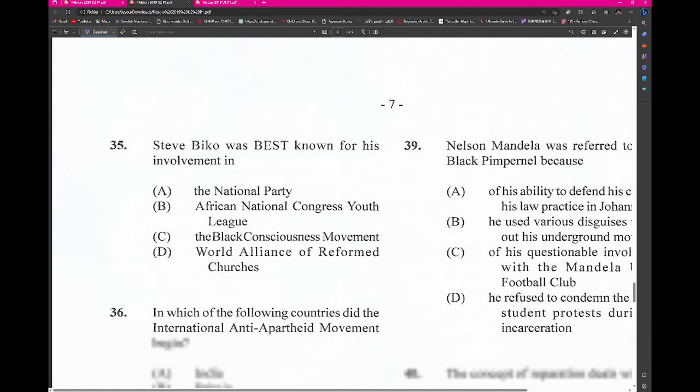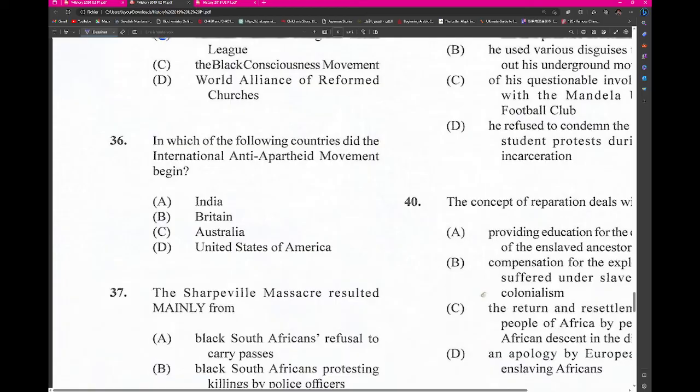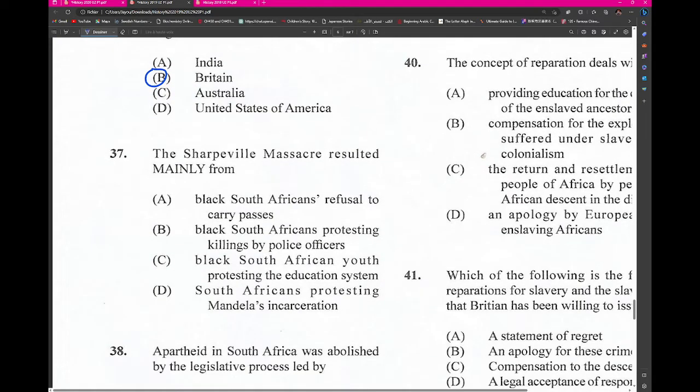So Steve Biko was known for his involvement in, was it the Black Consciousness Movement, or okay, I think it would be the ANCYL. 36. In which of the following countries did the international anti-apartheid movement begin? This was Britain.